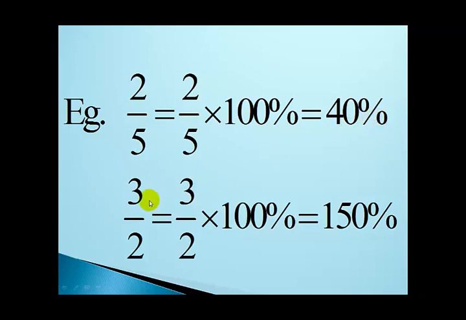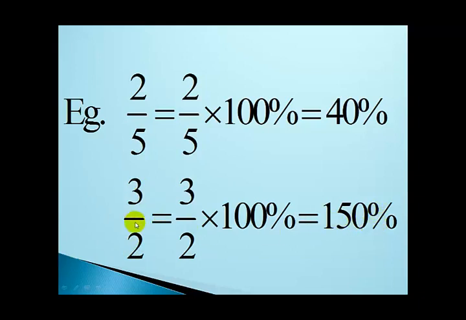Now, given the rational number 3 over 2, converting 3 over 2 to percentage, we multiply 3 over 2 by 100, and 3 over 2 times 100% will be equal to, now 2 goes into 100 50 times. When we multiply 50 by 3, the answer is 150. So we have 150%. This means that 3 over 2 is equal to 150% in percentage.